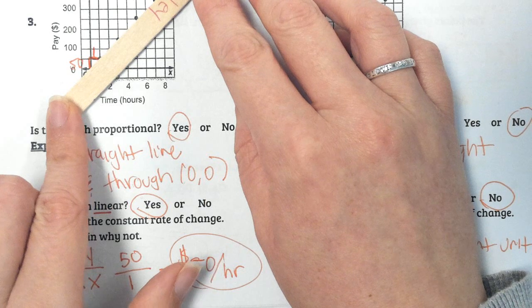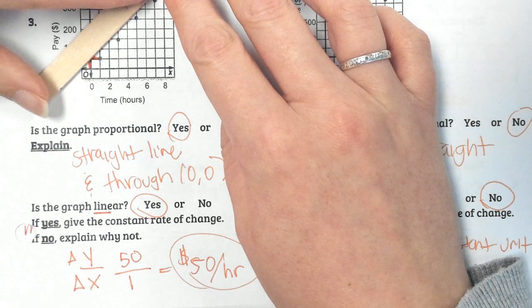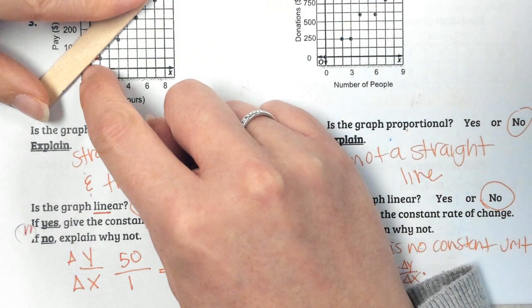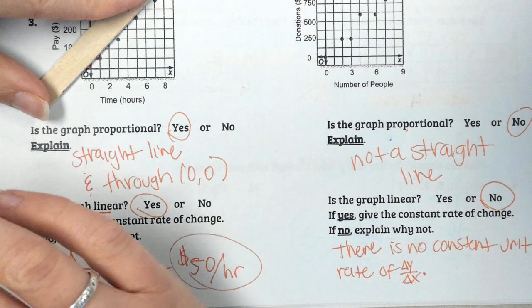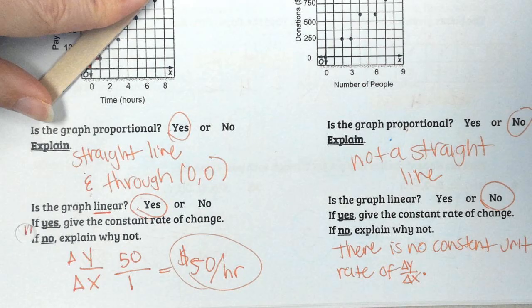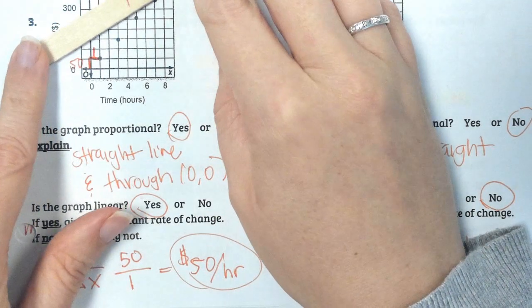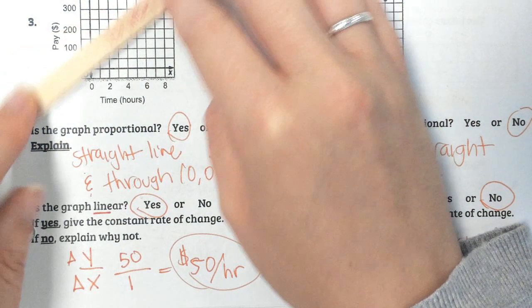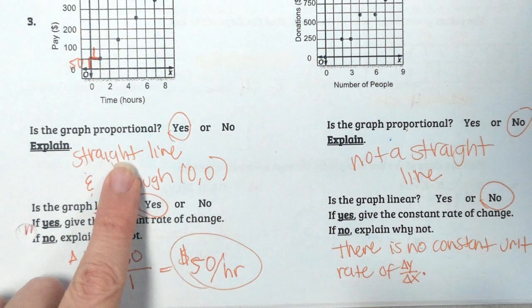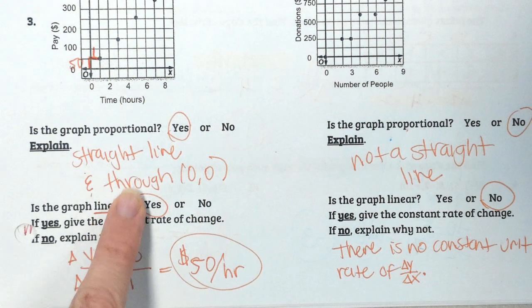Now I'll be honest, I had some people do this and they made a line and the line was slightly off of the origin, and so I saw them say no. I'm not going to give you one that's close but just slightly off of the origin. That's probably just user error. Okay, it's going to be obvious if it's not going through the origin, but it's a straight line. Okay, it will be obvious, I promise. So yes, this is proportional. It's a straight line through the origin.